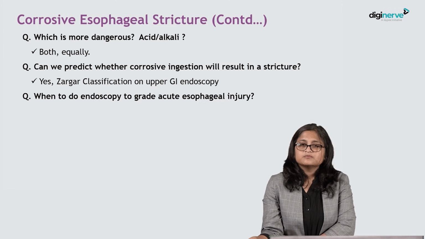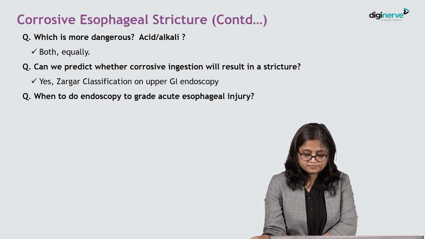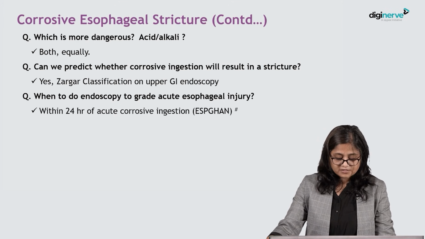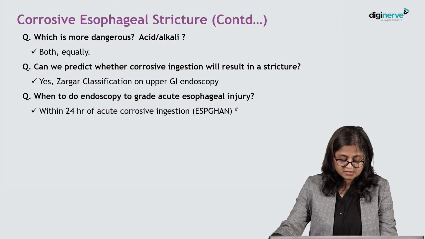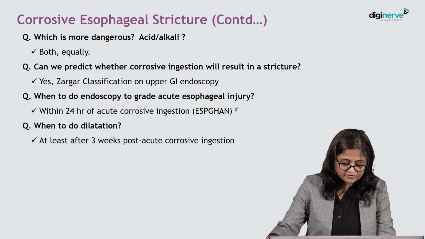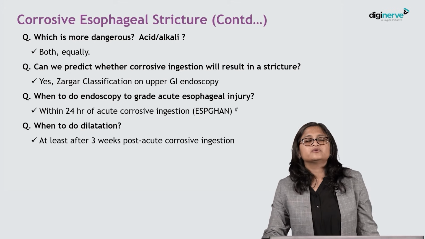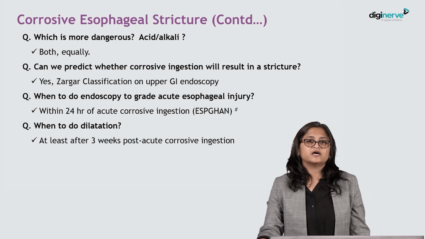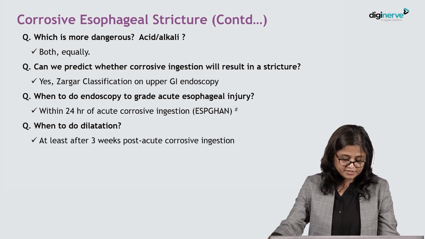So, if the child comes with acute corrosive injury, we would prefer an upper GI endoscopy as per the guideline within 24 hours. And when do we do dilatation? Usually after 3 to 4 weeks of acute corrosive ingestion, we will do a barium study, then see the stricture and then plan an upper GI endoscopy and dilatation.